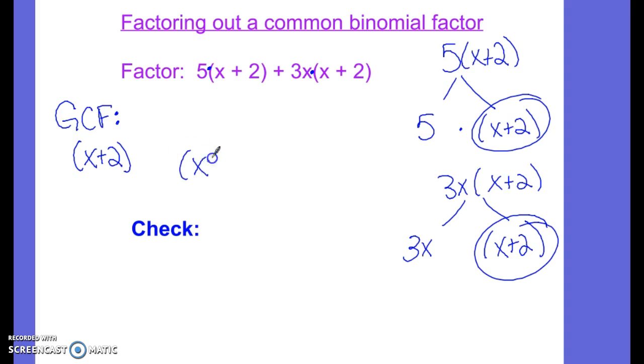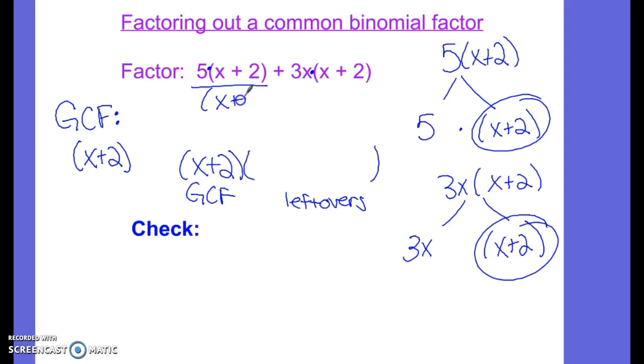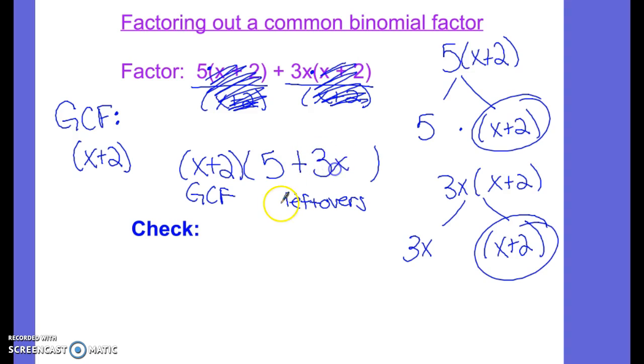So when I notice that they have a common binomial, that x plus 2 is my GCF. So I'll have x plus 2 times, this was still my GCF, now I need to get my leftovers. So if I divide out in parentheses x plus 2, divide out in parentheses x plus 2, notice x plus 2 over x plus 2, they cancel, and you're left with 5. X plus 2 over x plus 2 cancels, and you're left with plus 3x. This looks like something from chapter 7 again. So now, whenever you check it, you just have to distribute twice.